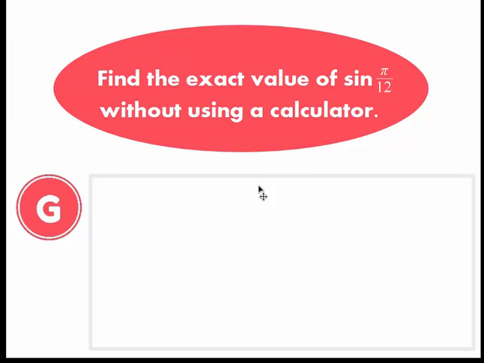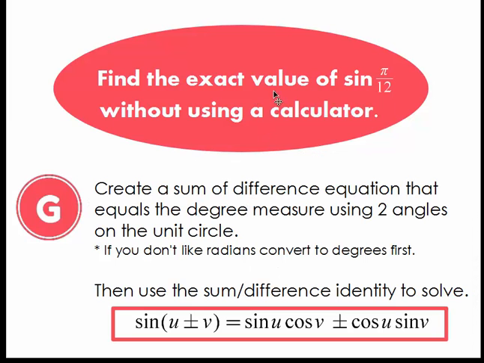Our game plan for this one is to find two angles that add together to give us pi 12ths or subtract to give us pi 12ths, two angles that are on our unit circle. Since we're given pi 12ths, which is a radian measure, I'm going to recommend that we convert to degrees first and then we find those two angle measures. After that, we're going to use this formula. This is a formula when you're given sine. Since we're given sine, we use the sine formula.